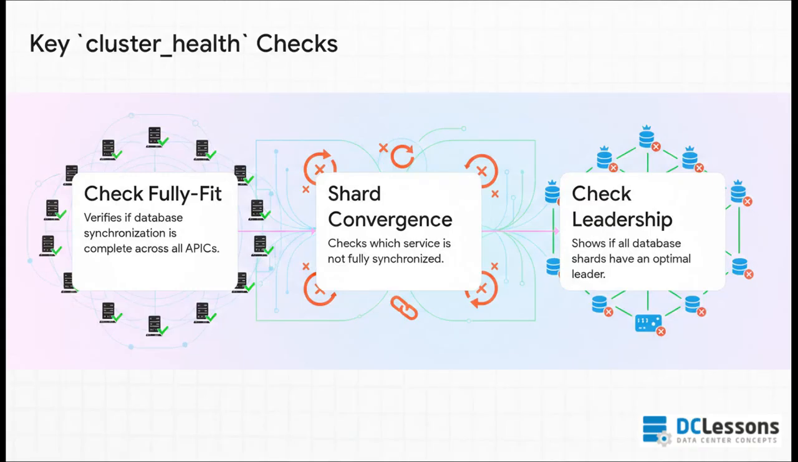So when you run cluster_health, you're really focusing on these three key areas. First, the overall fully fit status. Then you dig into shard convergence and leadership degradation. Now, if you see failures in those last two, and all your APICs are online and talking to each other, that's a really good sign that it's time to call in the experts at Cisco TAC for a deeper look.